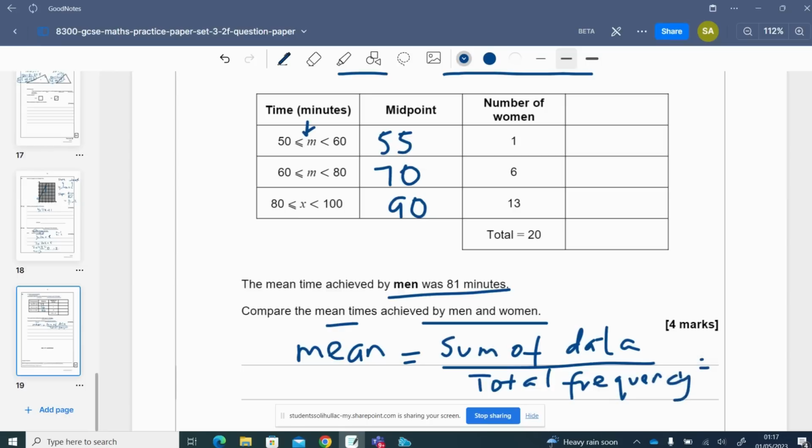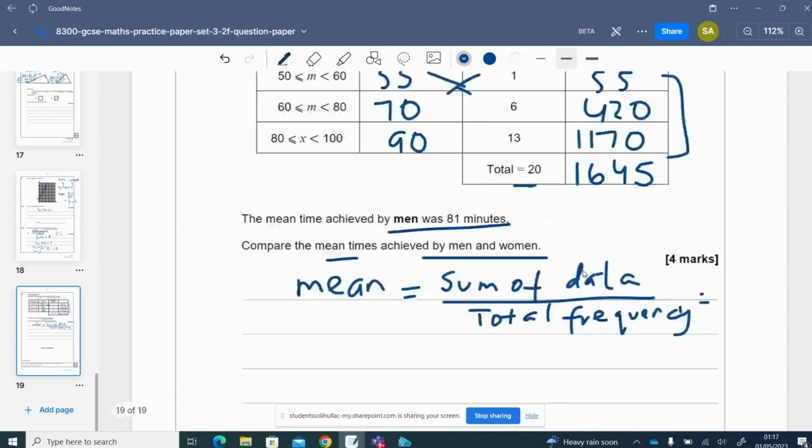So the sum of the data, what we need to do is multiply this column and this column together. So 55 times 1 is 55, 70 times 6 is 420, and 90 times 13 is 1170. Then we add all these numbers together, and that gives you the answer, which is 1645. The total frequency is 20.